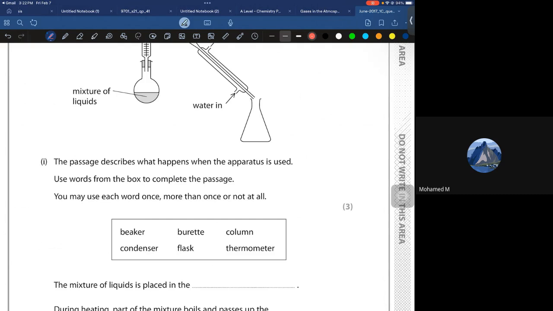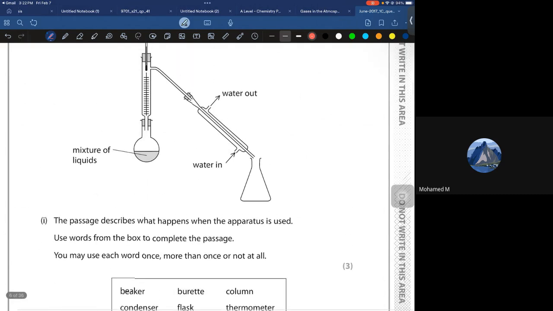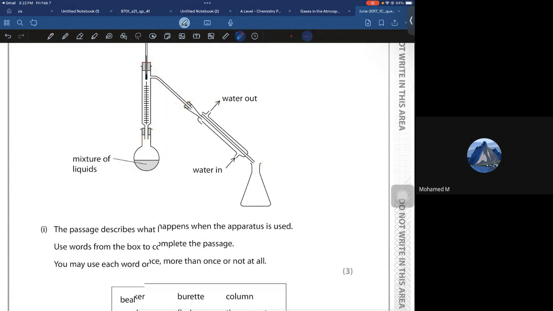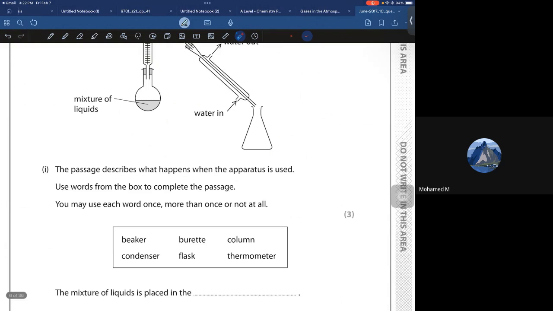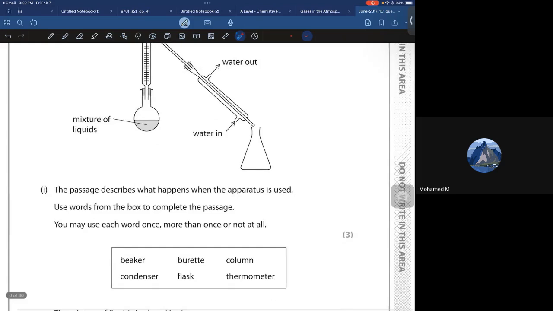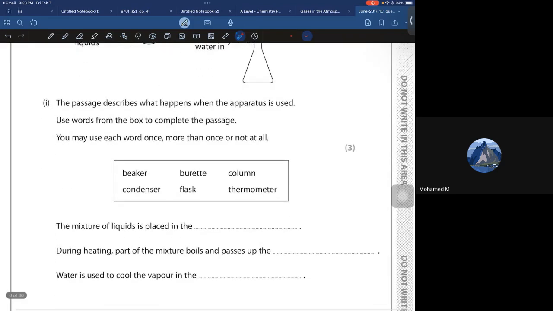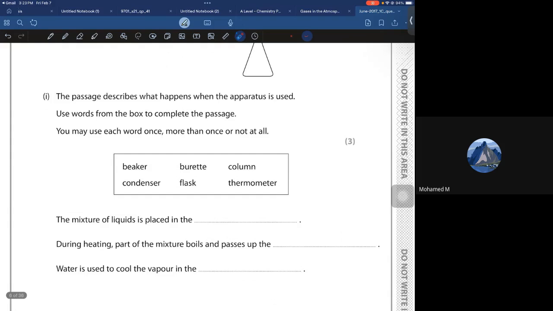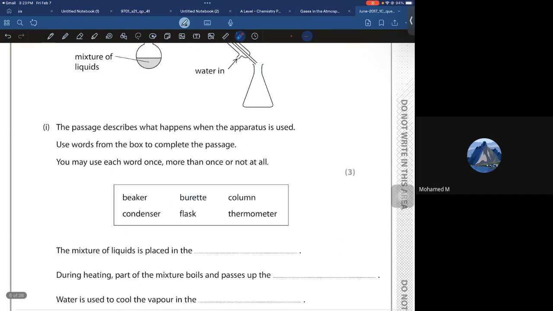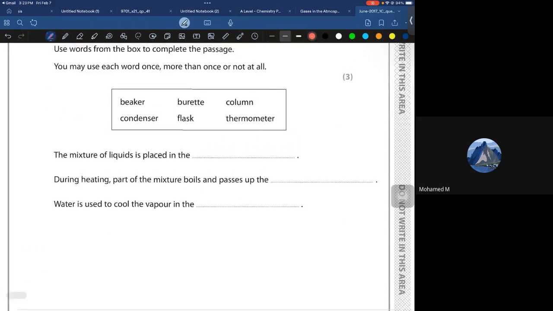Basically, it's an apparatus for fractional distillation, because you can see this is your fractionating column and this is your condenser. So the passage describes what happens when the apparatus is used. Use words from the box to complete the passage. You may use each word once or more than once. The mixture of liquids is placed in the flask. Exactly, this is a round bottom flask.